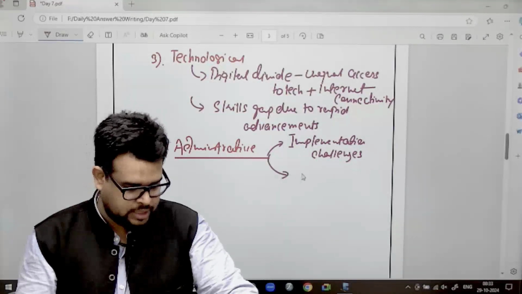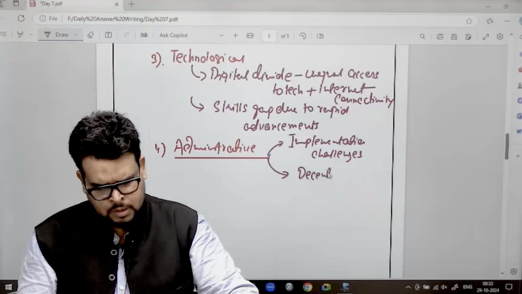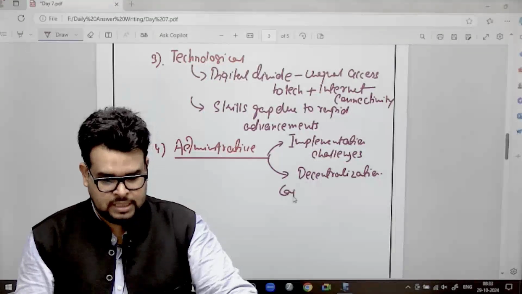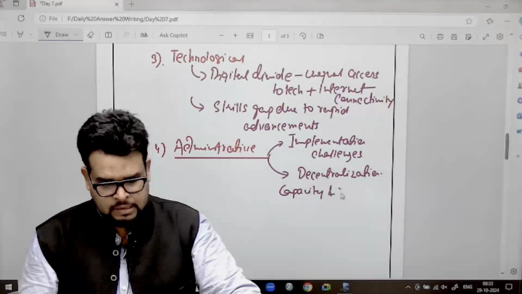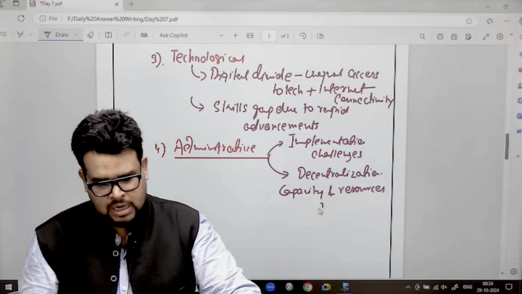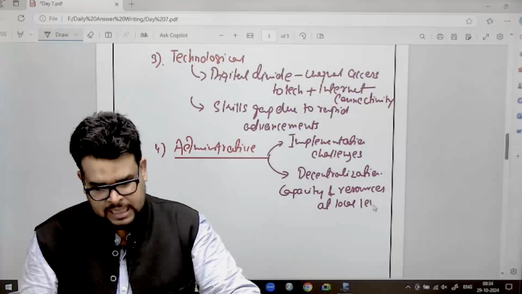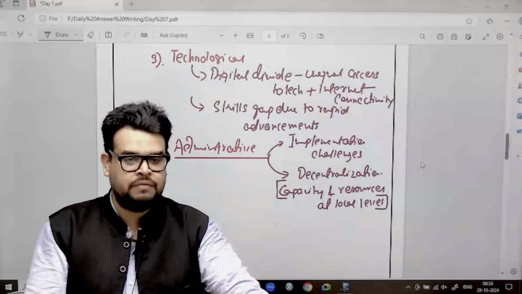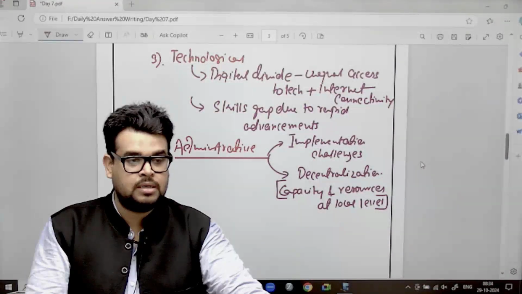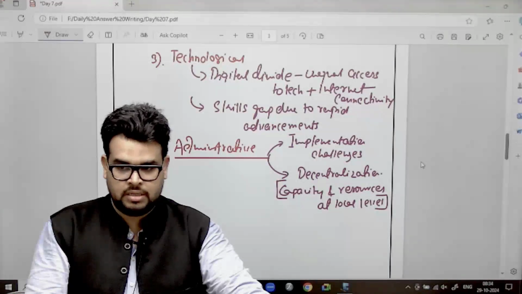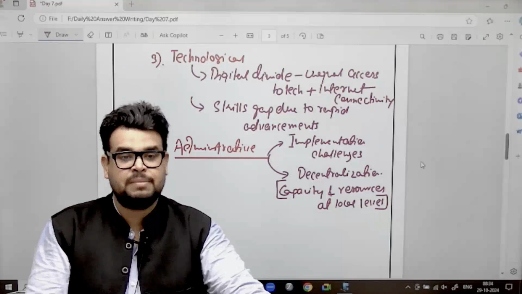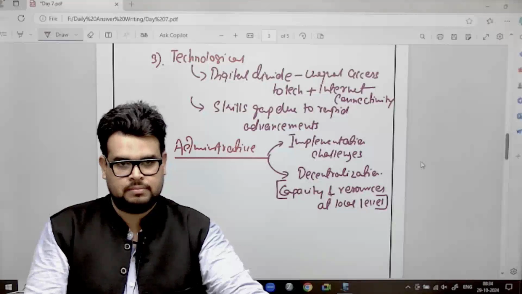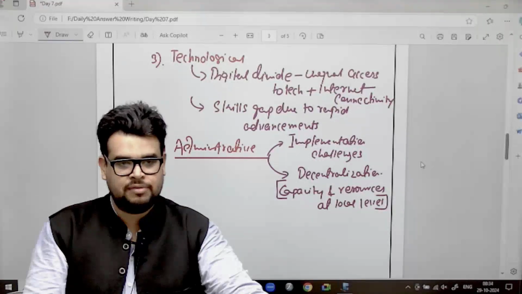Second, you can write decentralization. That can be one of the issues. Decentralization means capacity and resources at the local level. For example, when we talk about Panchayati Raj institutions, it was put under which article? Article 243 is the reservation. I mean, in the DPSP, where was the local panchayat put? Which article? Article 40.